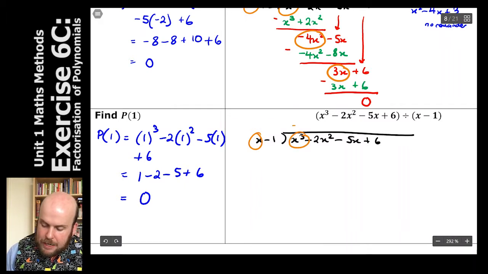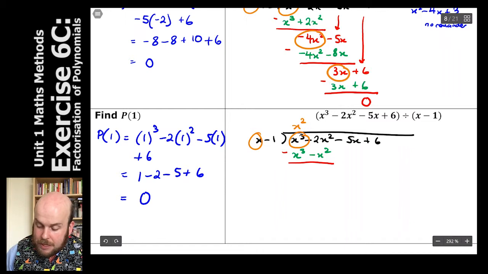x cubed divided by x is x squared. And then we multiply that through. x squared times x is x cubed. x squared times negative 1 is negative x squared. x cubed take away x cubed is 0. Negative 2x squared minus x squared makes that negative x squared. We can bring down that 5x there.